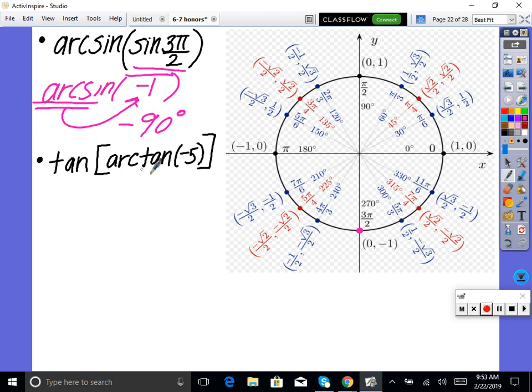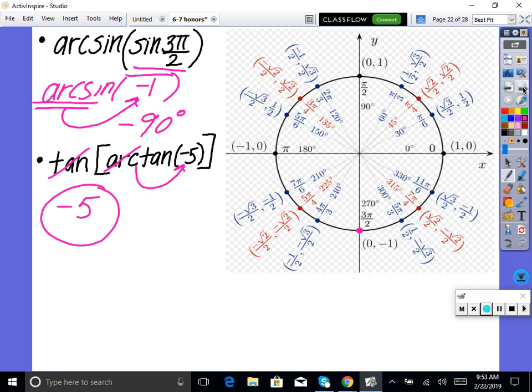Okay, so let's look at this one. Can I just cancel these out? Yes. Arctan of tan. Yes, if the inverse is on the inside, you can always cancel it out, only if you can actually calculate this. Can we plug in anything into arctan? Yes, this is the one that doesn't have any restrictions for input. So yes, we can just cancel out. Inverses undo each other, so negative 5 would be my answer here.